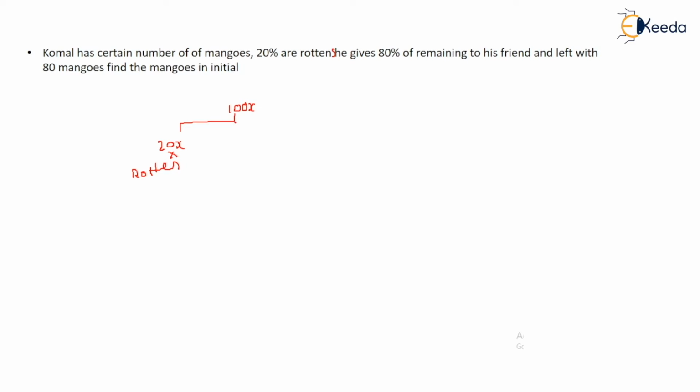It is of no use. And 80% of the remaining. So how much was remaining? 80x was remaining. And out of those 80x, 80%, so what is that? You have to find 80% of 80x. You can simply find out that it comes out to be 64x. So 64x she gave to her friend.